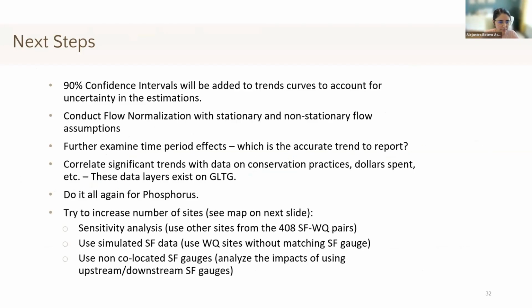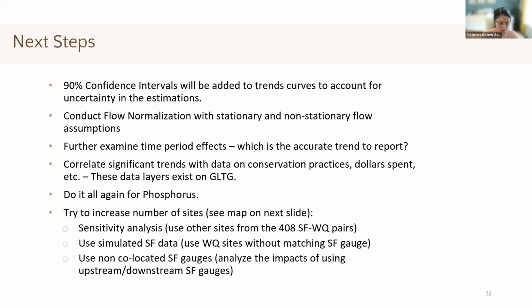So the next step for our trends is to compute the 90% confidence intervals to add the uncertainty of our estimations to our curves, and conduct the flow normalization using stationary and non-stationary flow assumptions, and further examine time periods and what is the impact of changing the period of analysis for different sites. We also want to correlate the significant trends with data that we already have in the Great Lakes to Gulf website, like conservation practices, dollars spent, and we want to do all of this for phosphorus too.